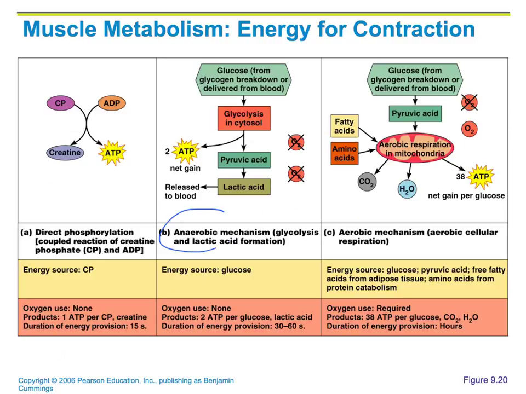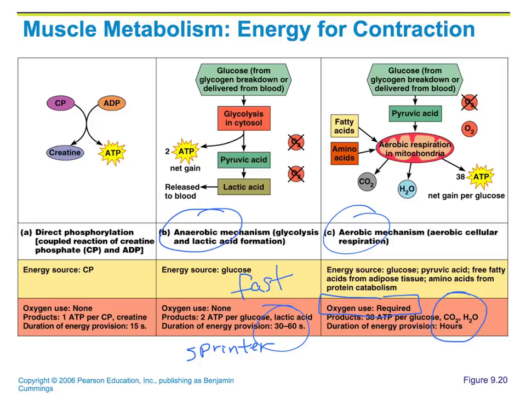Again, you don't have to know much here. Anaerobic occurs fast and gives you enough energy for an explosive kind of event. This is your sprinter. And aerobic respiration requires oxygen, but can deliver you hours and hours of energy. And this is your marathon runner.